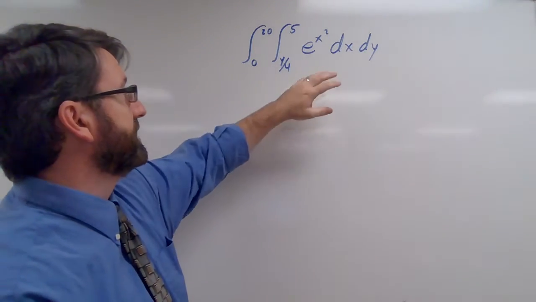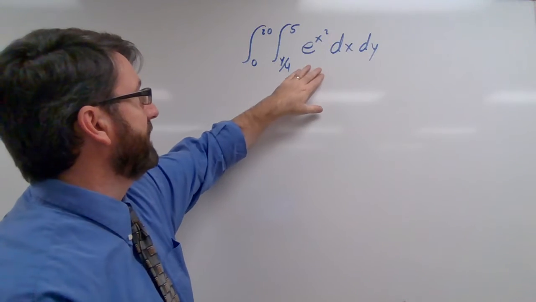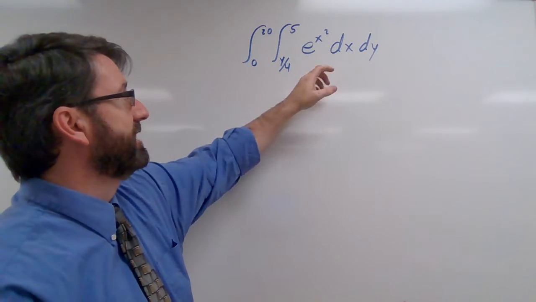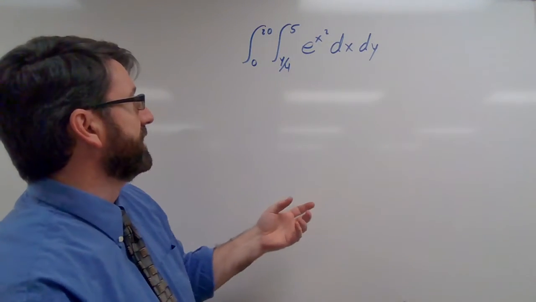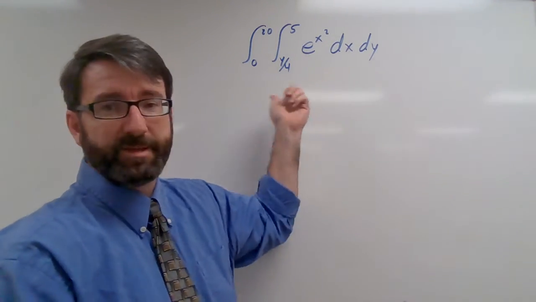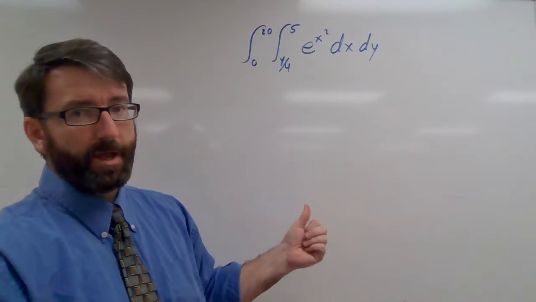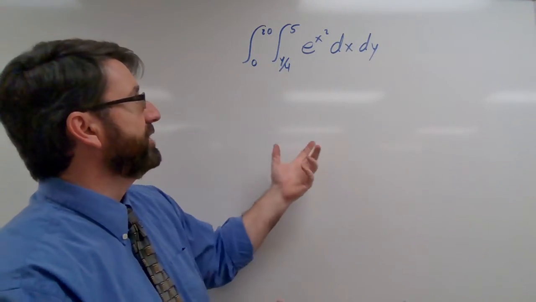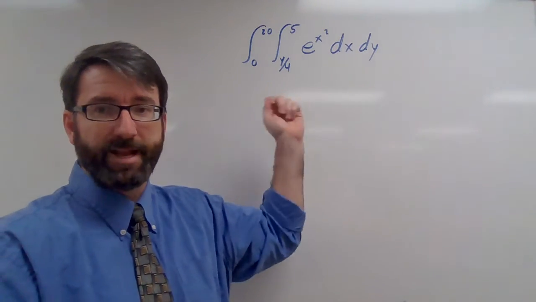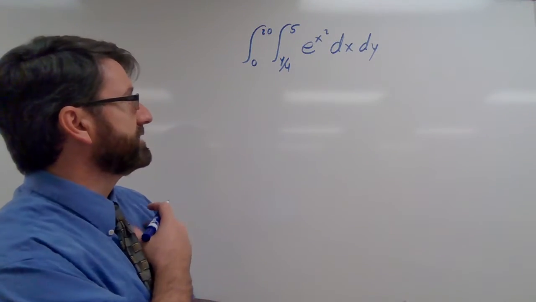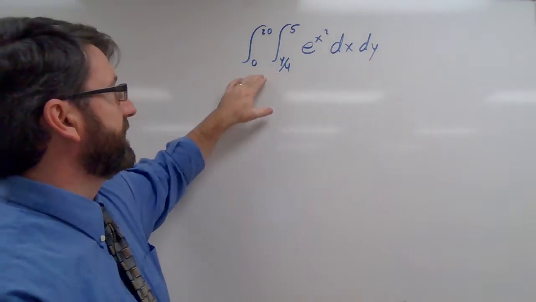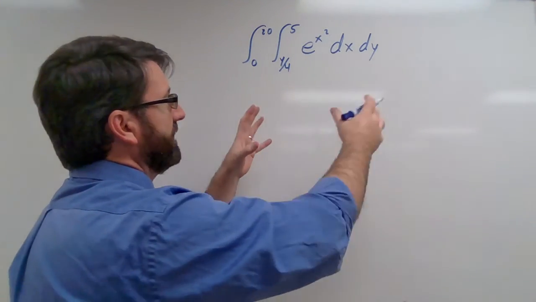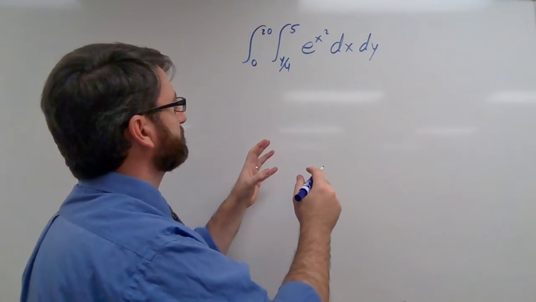Because notice if we try to integrate this with respect to x, well, e to the x squared, how do we integrate that? Well, we could make u equal to x squared, but then du is going to be 2x dx, and we don't have an x in there. So we are going to want to reverse the order of integration here. So let's look at what this region looks like.